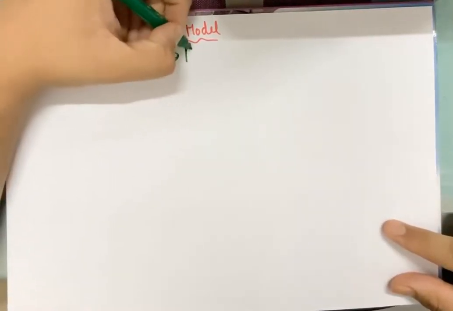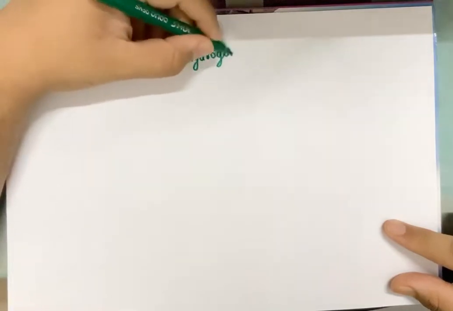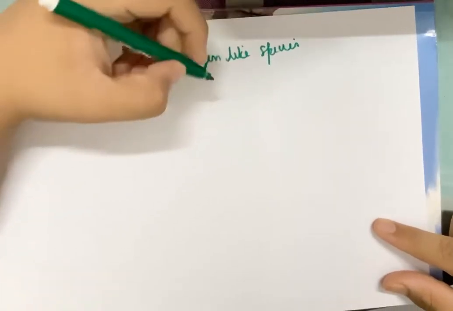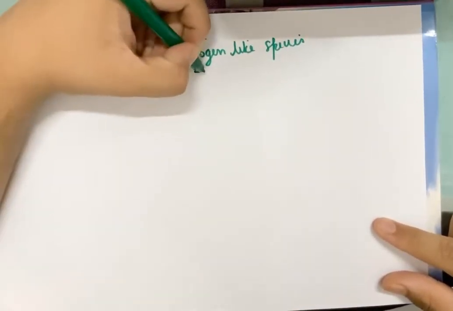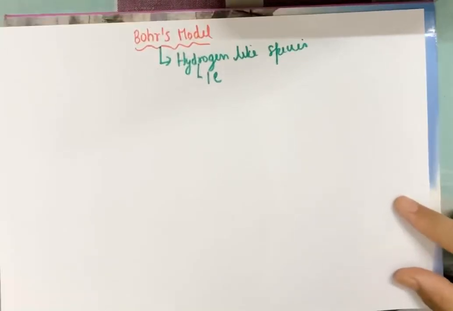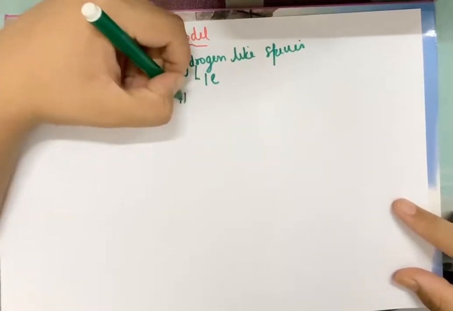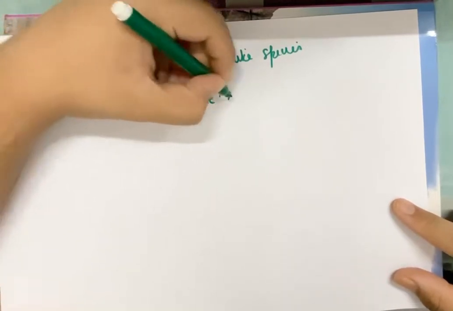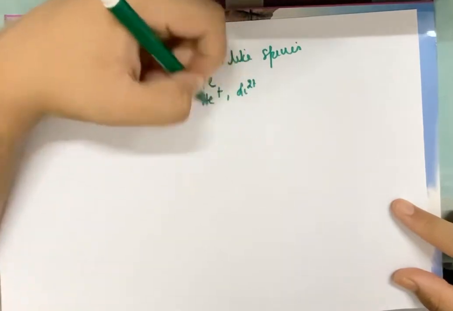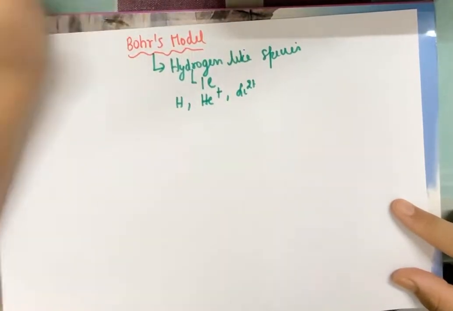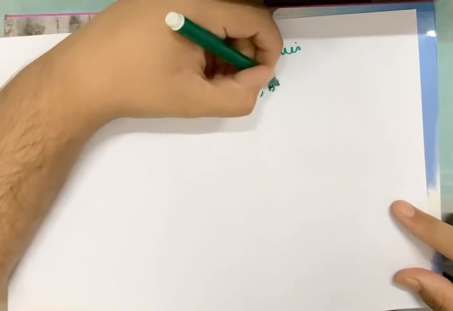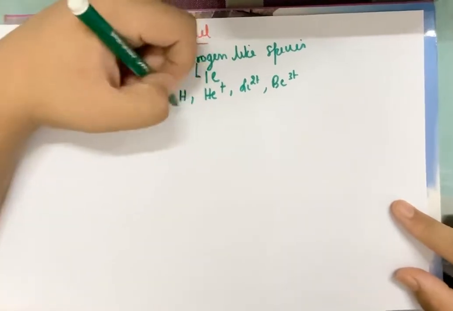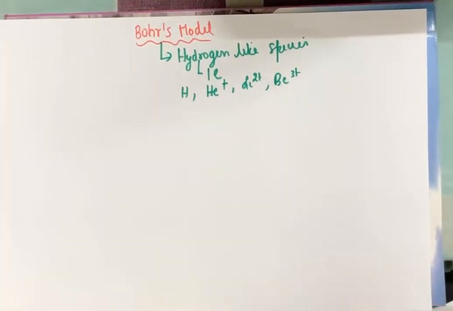Now this model is applicable to hydrogen-like species. That means hydrogen-like species, in the sense that it has only one electron. So which species can have one electron? Hydrogen can have one electron, helium plus can have one electron, lithium 2 plus can have one electron. That means 2 plus means it has lost 2 electrons, so lithium has 3, 3 minus 2 is 1. Beryllium 3 plus can have one electron. Boron 4 plus is not possible. So these are the species where Bohr's model is best applicable.